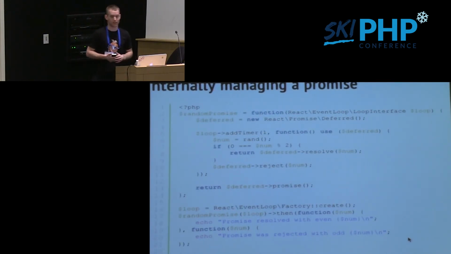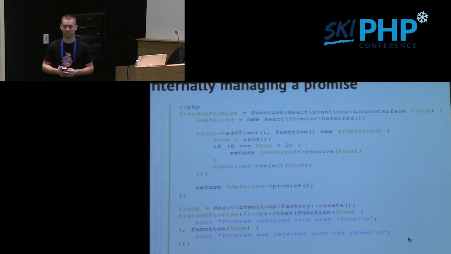So here's a fantastic, convoluted, terrible example of creating your own deferred object. We have a closure that takes a loop. We create a deferred object inside that. We add a timer to the loop to say, in 1 second, execute this code. We generate a random number, and if it's even, we say the promise is resolved, it's good. If it's odd, that's not good. We reject the promise. And then we return the promise. So the consumer at the bottom will create a new random promise and bind two closures to that. When the promise is resolved, we get the number and echo what it is, and if it was rejected, we do the same thing.